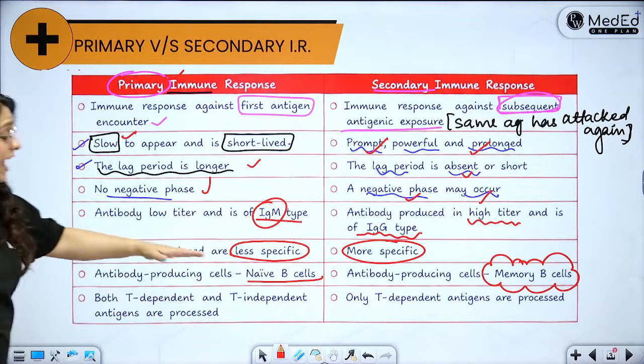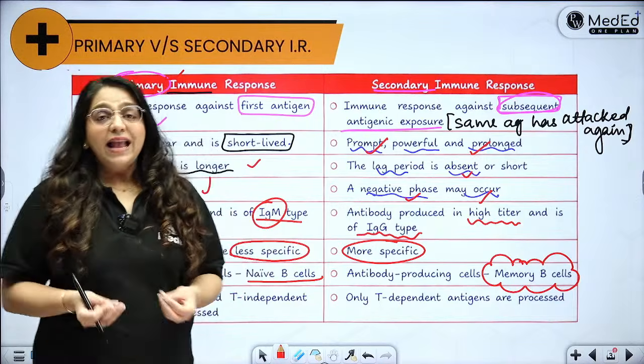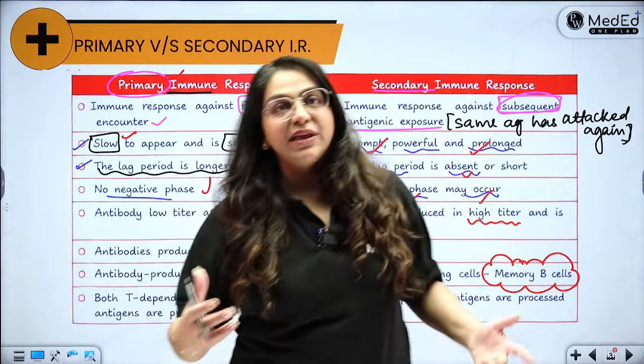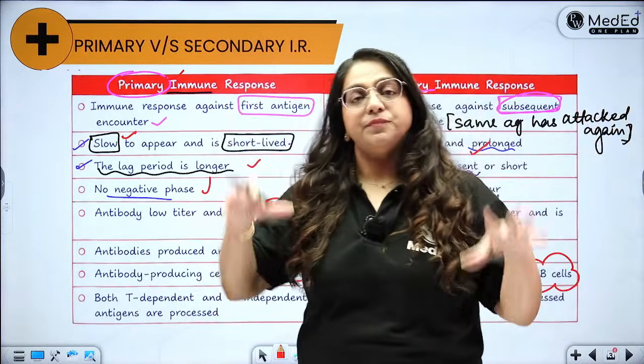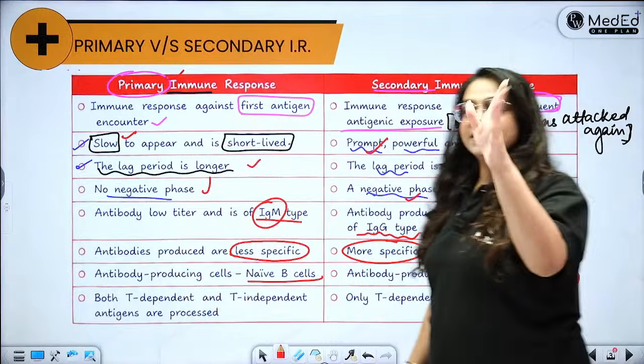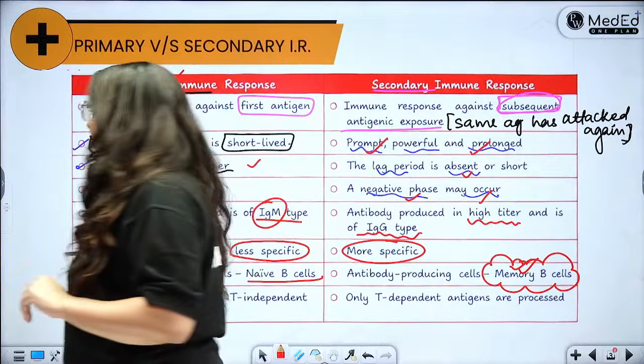So here it's a naive B cell. It's a naive little kid. They don't know that they can get stabbed also, right? So they were not sure that this can happen, but it happened. Now they have become memory. Now they know that this can happen and immediately they are going to mount an immune response.